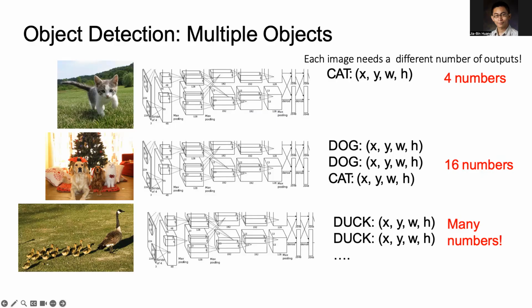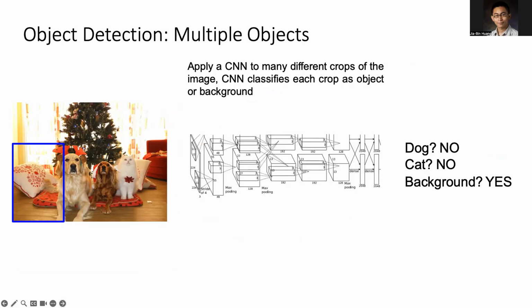So maybe one way to do this is to reframe the problem as a classification problem. The idea is that I try to say, okay, is this a dog? No, it's a background. Yes. And you can say, okay, this is definitely the dog, and this is the dog. And is this a dog? No, it's a cat. Okay.